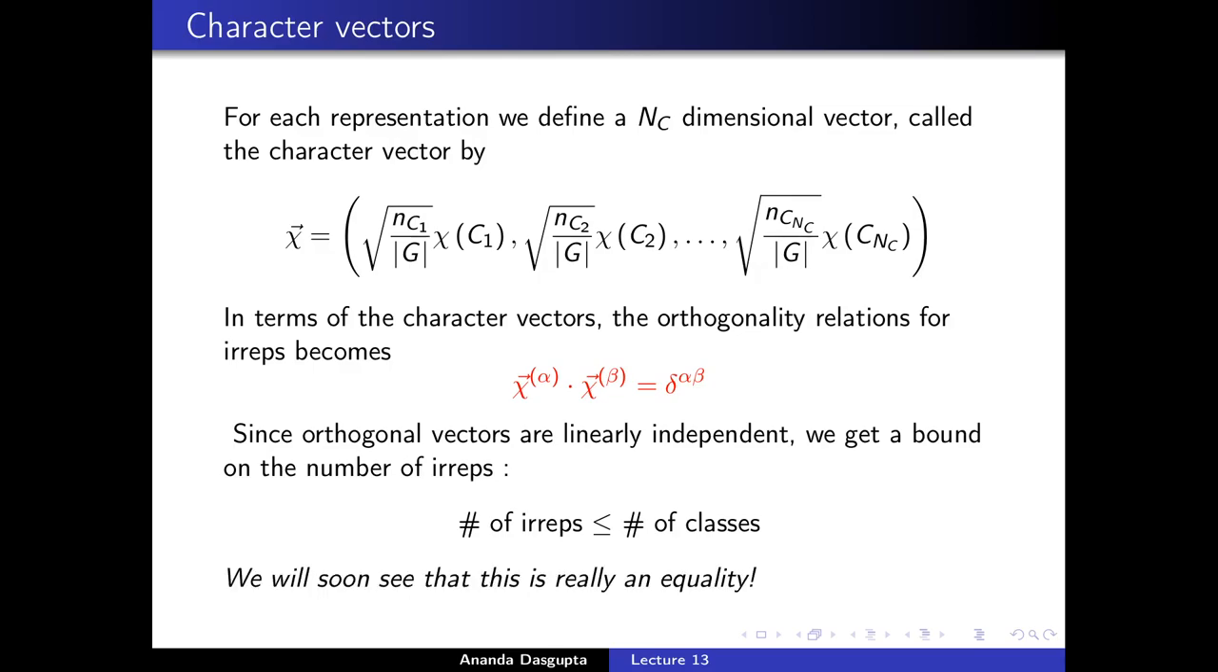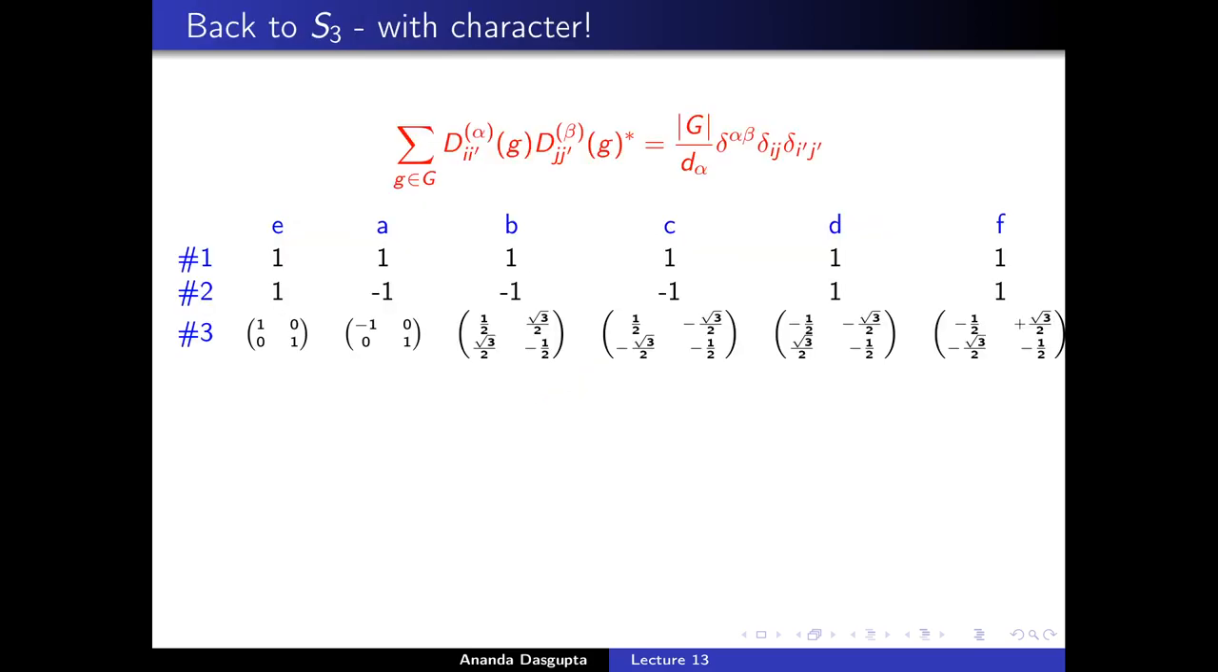Let us go back once again to our old friend, the group S3, or rather, the representations of the group S3. As we had already seen before, we had these three irreducible representations of the group S3. And now that we know that the number of irreducible representations is bounded by the number of classes, and we do know that S3 has three classes, it is obvious that these are the only three irreducible representations that S3 has, at least up to equivalences. Let us now take a look at what the character orthogonality relation will say about these irreducible representations.